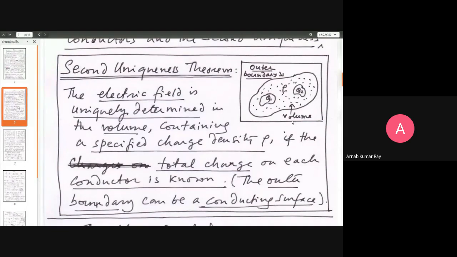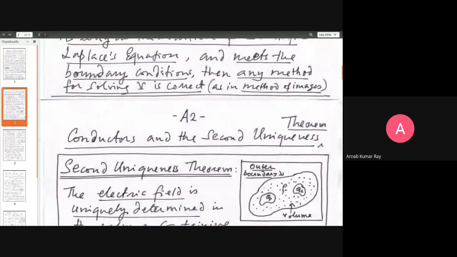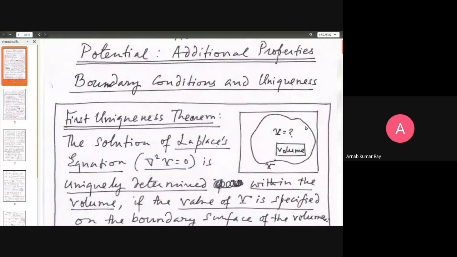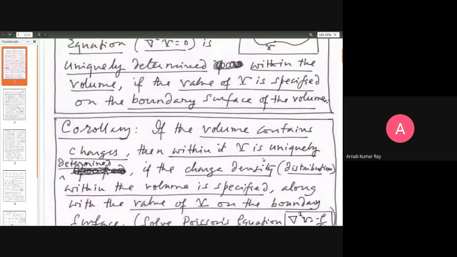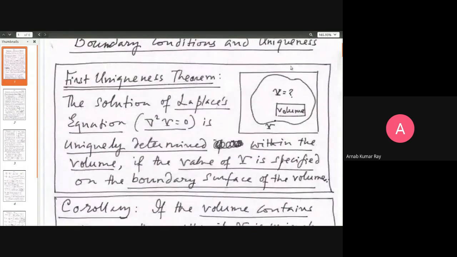So the electric field, we are no longer talking about potential, we are talking about the electric field E. The electric field is uniquely determined in the volume containing a specified charge density rho if the total charge on each conductor is known. And the outer boundary can be a conducting surface. So we have just upgraded the discussion to something more. First, we talked about no charge anywhere, just an empty volume with a bounding surface. Second, we have a situation whereby this space is filled with charges of uniform density.